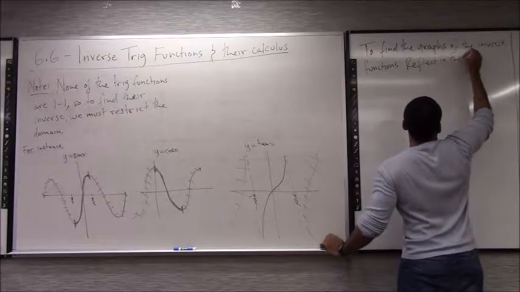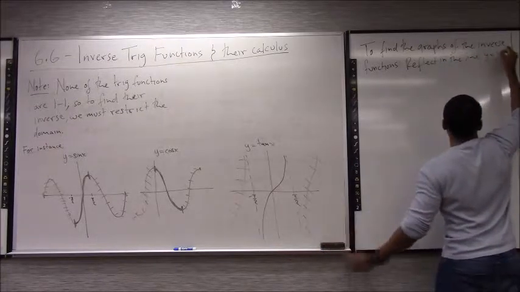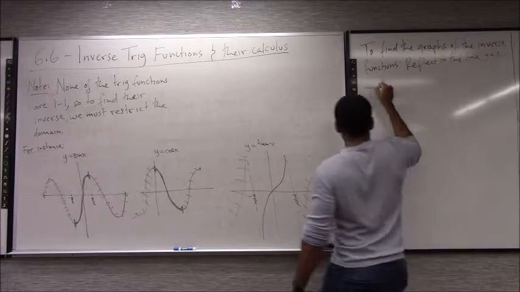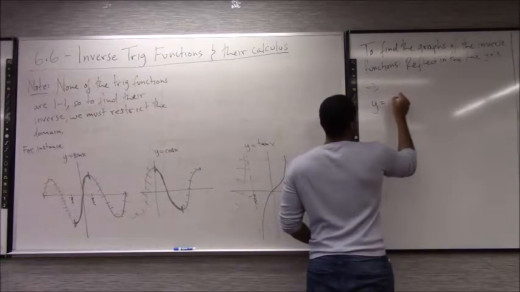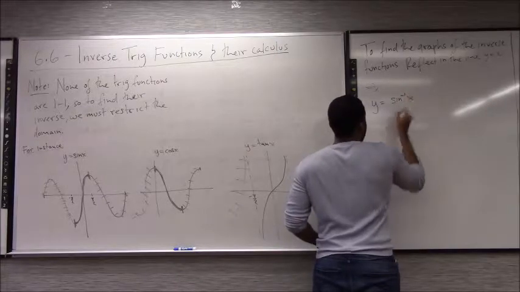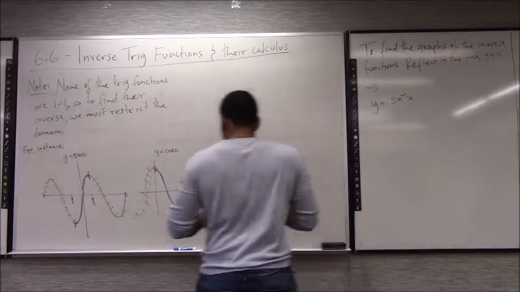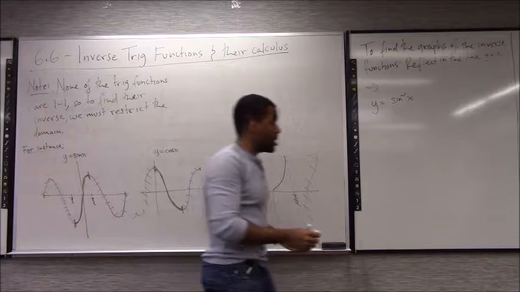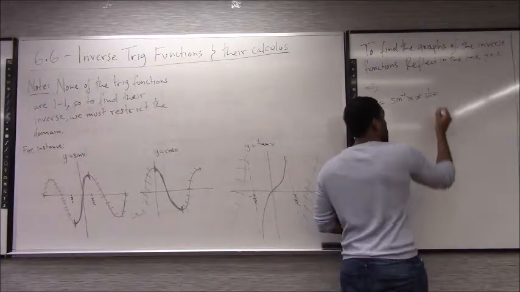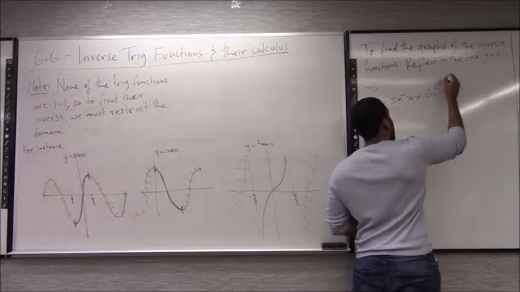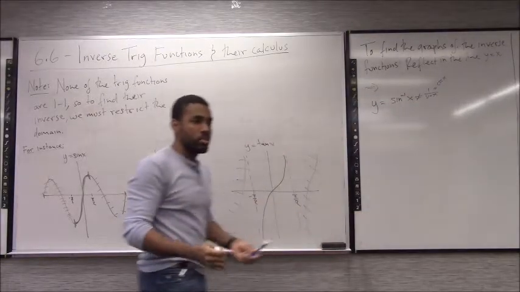Reflect in the line y equals x. This means you get the following: the graph of y equals sine inverse of x. I also want to point out that that inverse is a notational thing. It is not the same as saying 1 over sine of x. That is actually equal to cosecant of x. They're very, very different functions.